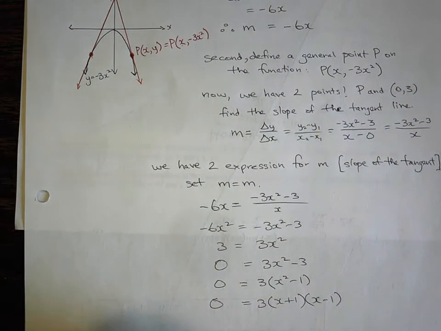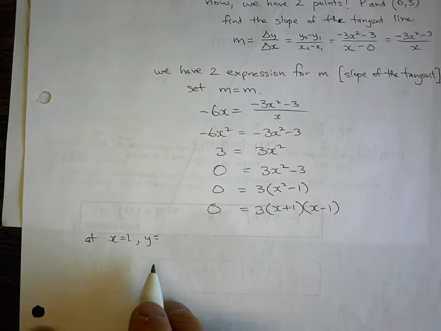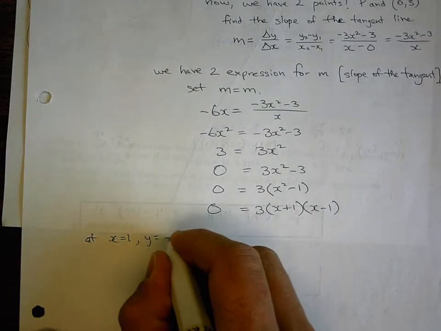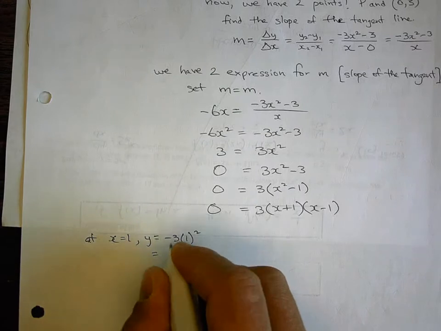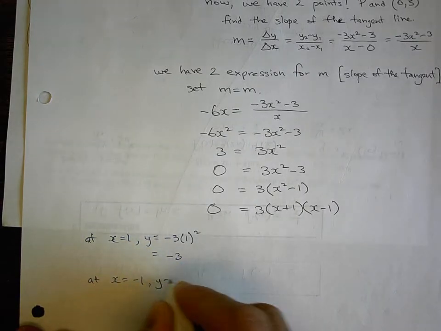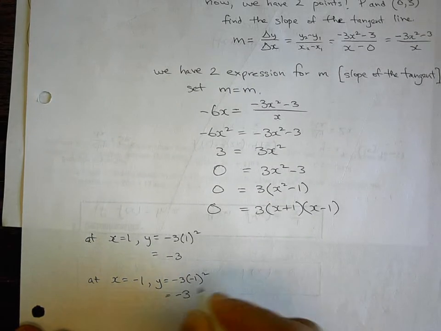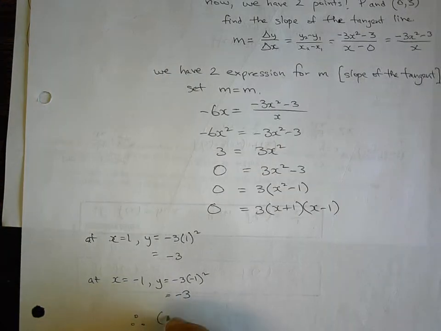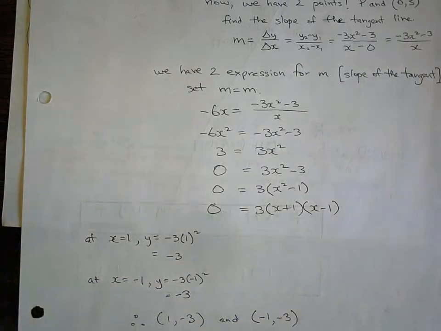So at x equals 1, y is equal to negative 3 times 1 squared, which is negative 3. And at x equals negative 1, y is negative 3 times negative 1 squared, so it's also negative 3. Therefore, my answers are (1, negative 3) and (negative 1, negative 3). Whew, so neat. This is a tough question.